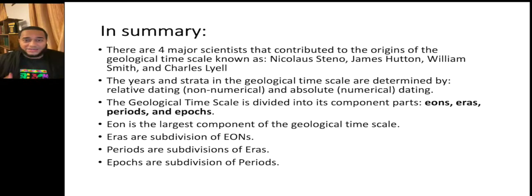I hope you had a good time learning about the geological timescale. As we progress in this unit, we will learn more about it, and we will be able to memorize each compartment.